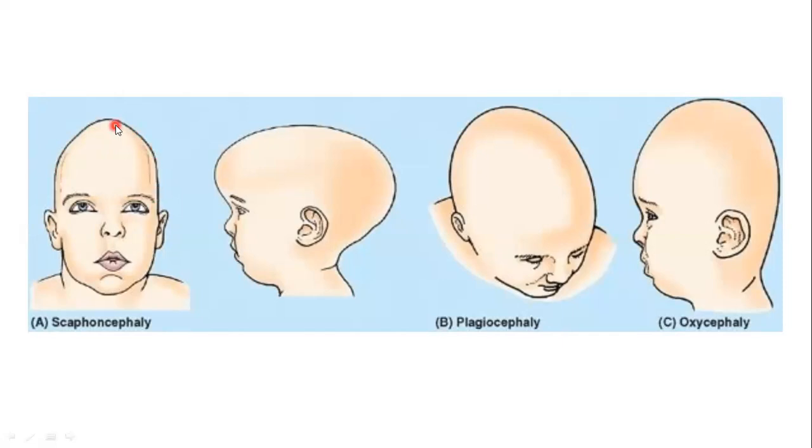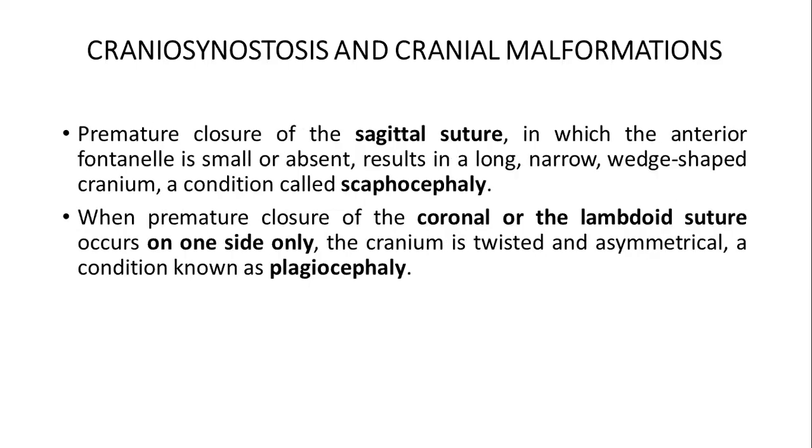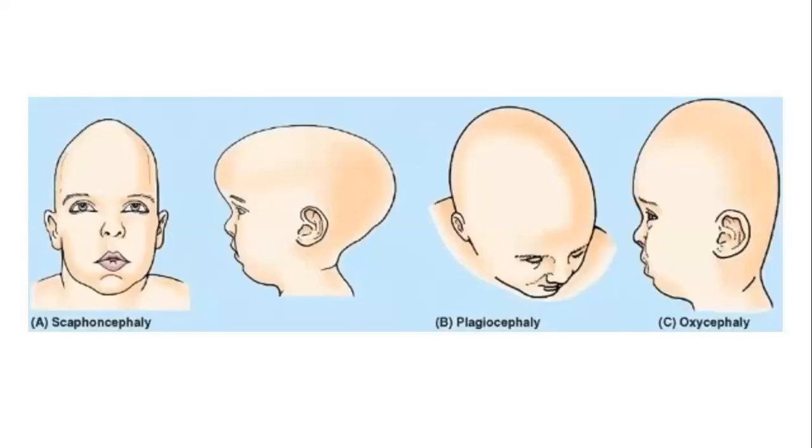The problem is with the sagittal suture, premature closure. This is scaphocephaly. You saw that picture. With premature closure of the sagittal suture, the anterior fontanel is small or absent, and there is a long and narrow wedge-shaped cranium. These terms are very important: scaphocephaly. This one, A, is scaphocephaly. Again, annotate it, and that should help you memorize it permanently. This is scaphocephaly, sagittal suture, premature closure.